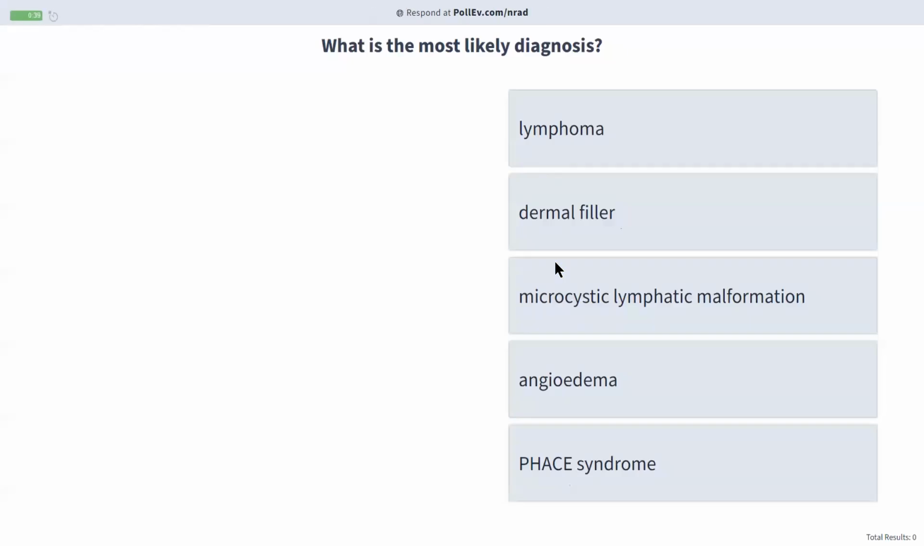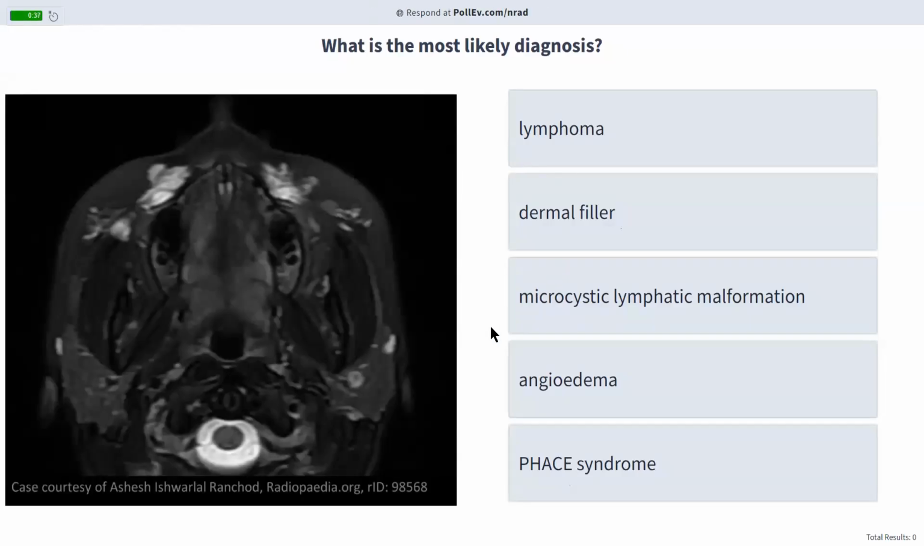Next case, what is the most likely diagnosis? Incidental finding on a brain MRI.